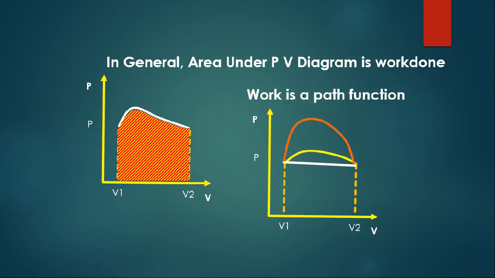So we are going to conclude this lecture. In this lecture we covered the concept of a PV diagram and the relation between displacement work and the PV diagram. It is simply that the area under the PV diagram is the work done. And another thing, work is a path function. It depends upon the path through which it is followed.